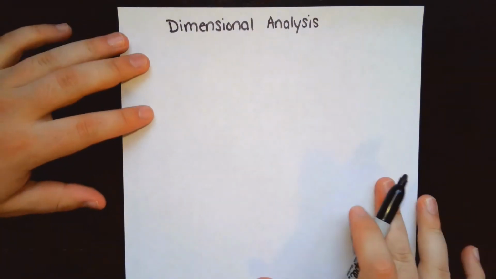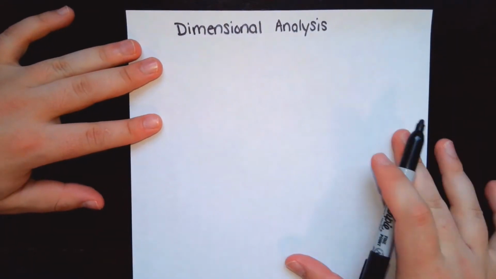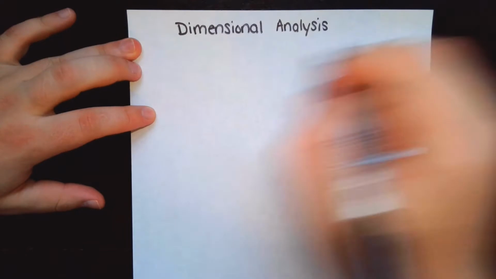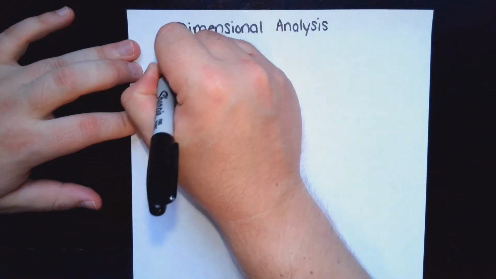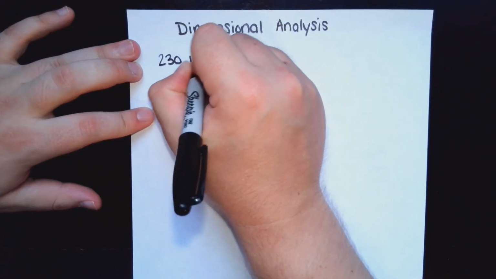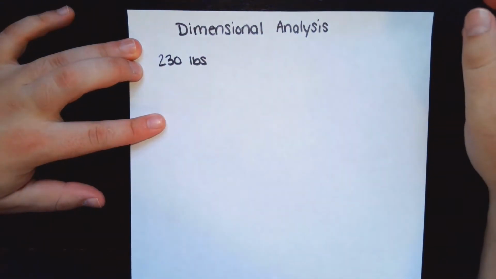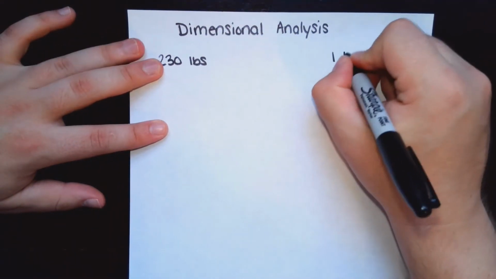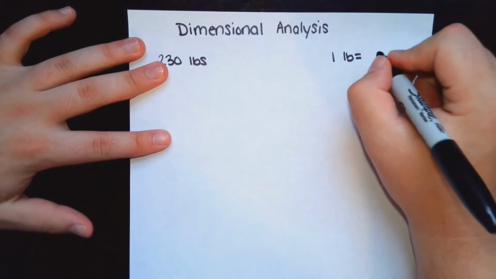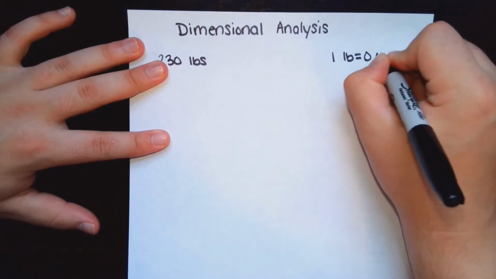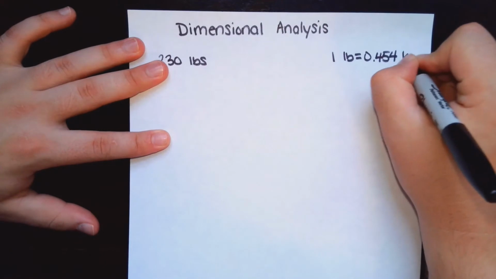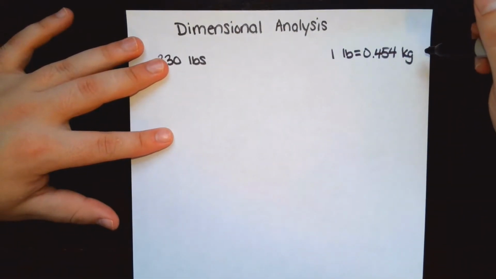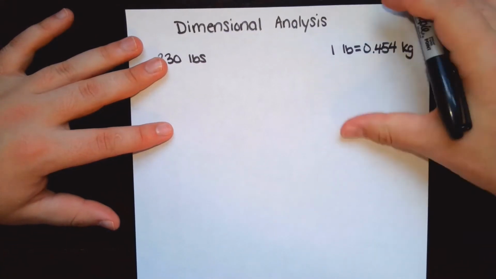So, let's say, for instance, that the great quarterback, Josh Allen, weighs about 230 pounds, and I want to know how many kilograms that is. There's a known conversion factor between the two: 1 pound equals 0.454 kilograms. That's a conversion factor, because a conversion factor is something that relates two different units to each other.